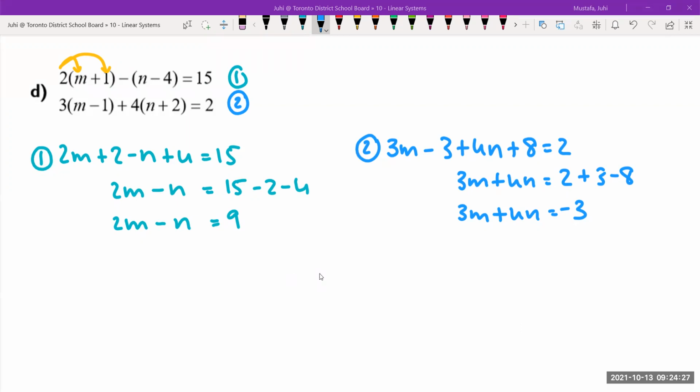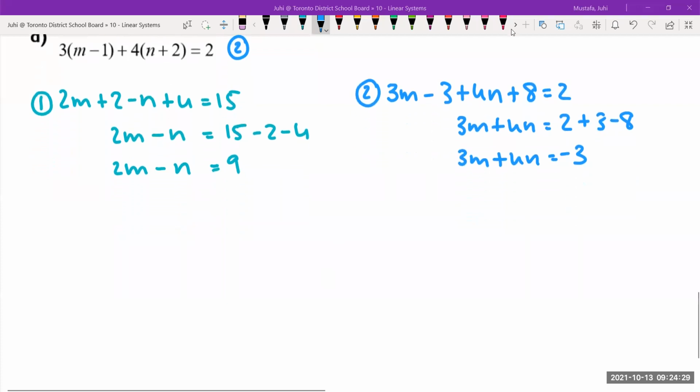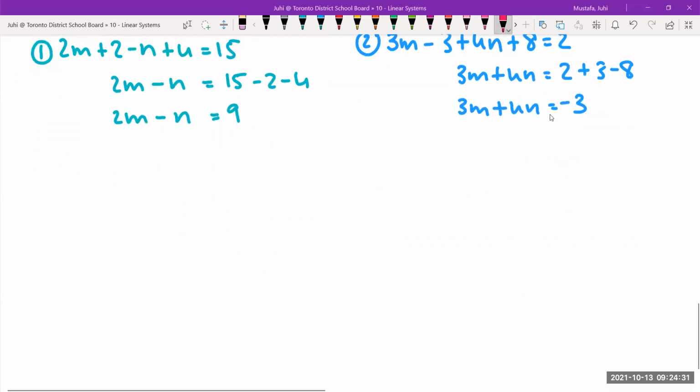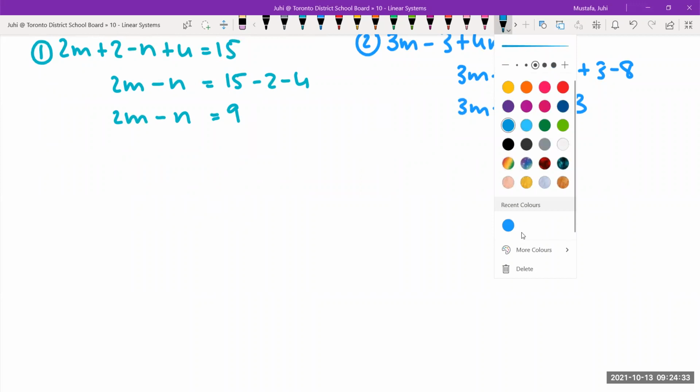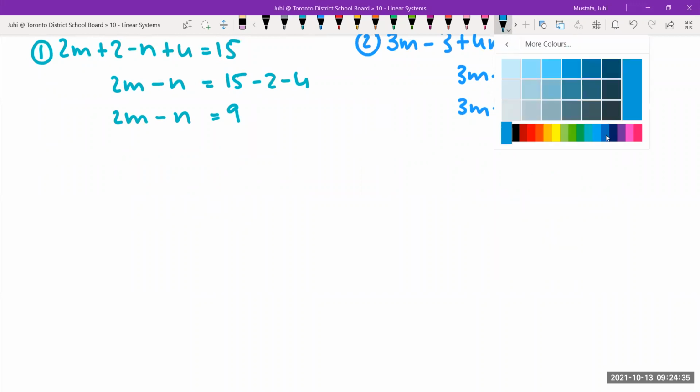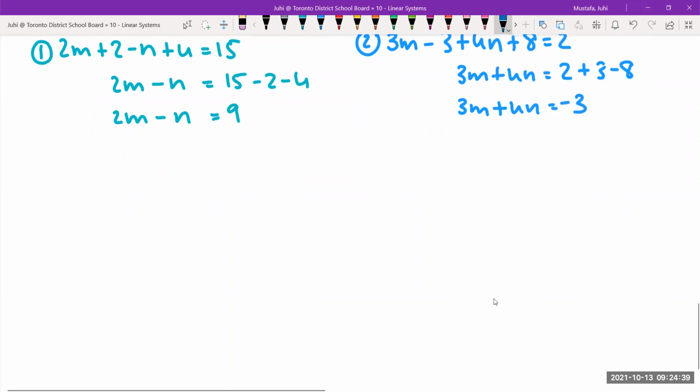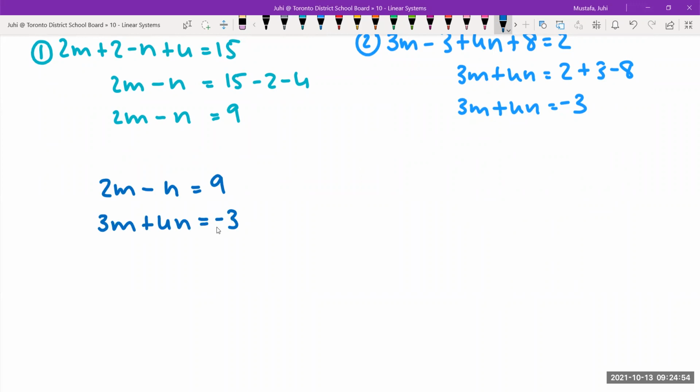I'm going to use elimination. Okay, so in order for us to use elimination, I'm going to stack both of these equations on top of one another. We're going to have 2m minus n is equal to 9. And then here we're going to have 3m plus 4n is equal to negative 3.